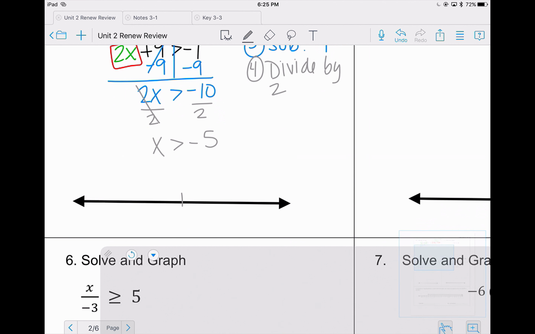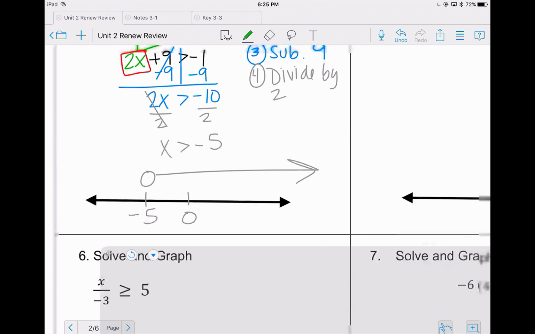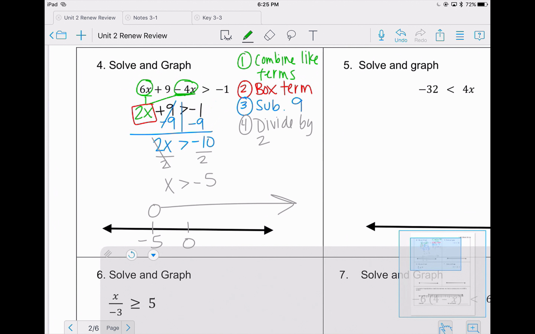When I graph this, if I put 0 in the middle, negative 5 would be to the left. I'm going to have an open bubble because I do not have the line under the inequality. And x is everything greater than, which again goes to the right. You can remember that greater has 2 r's, r is to the right, or right starts with r. Okay, so again, combine my like terms, move the 9 to the other side, divide by 2.